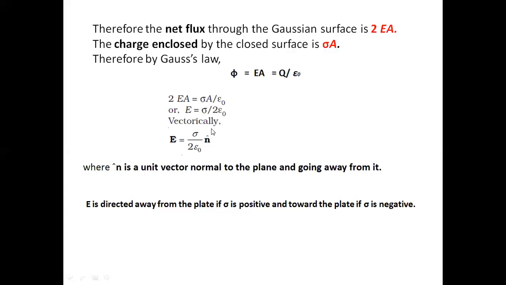We can write this in vector form. So vector E is equal to sigma divided by 2 epsilon naught into n cap, where n cap is the unit vector normal to the plane and going away from it. Again here, E is directed away from the plate if sigma is positive, and towards the plate if sigma is negative. We also have to remember that E is our electric field.